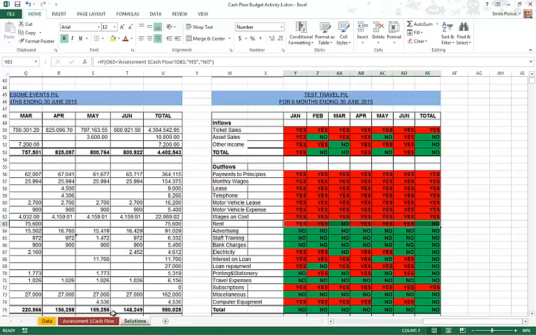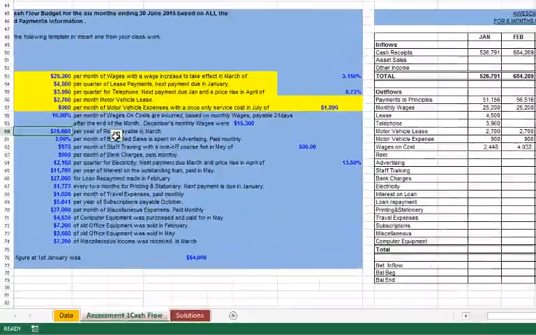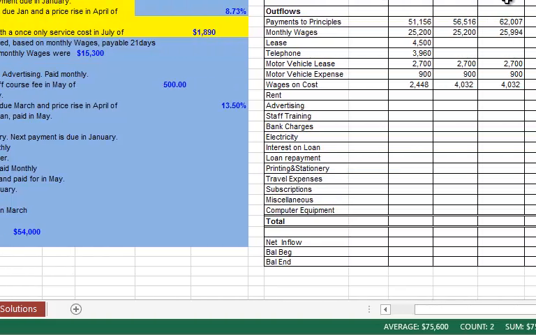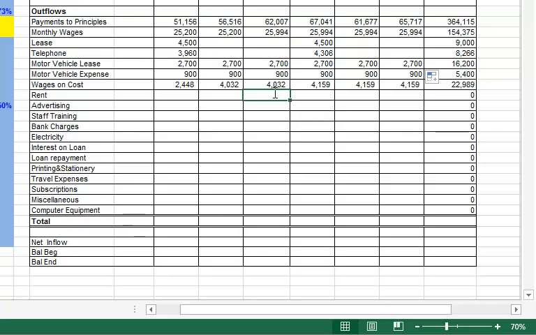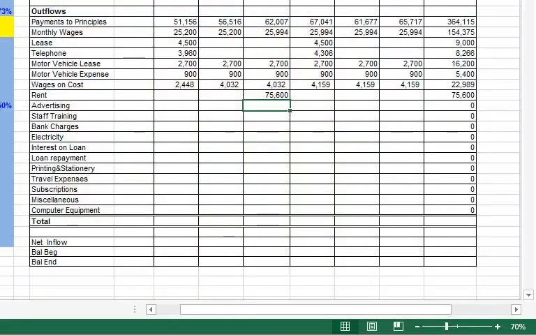Now we're on to rent. Okay, so rent. Rent is 75,000 a year, payable in March. So I find March, and I just go equals 75,000. Awesome. So hopefully my solutions, rent is done, so now we do advertising.